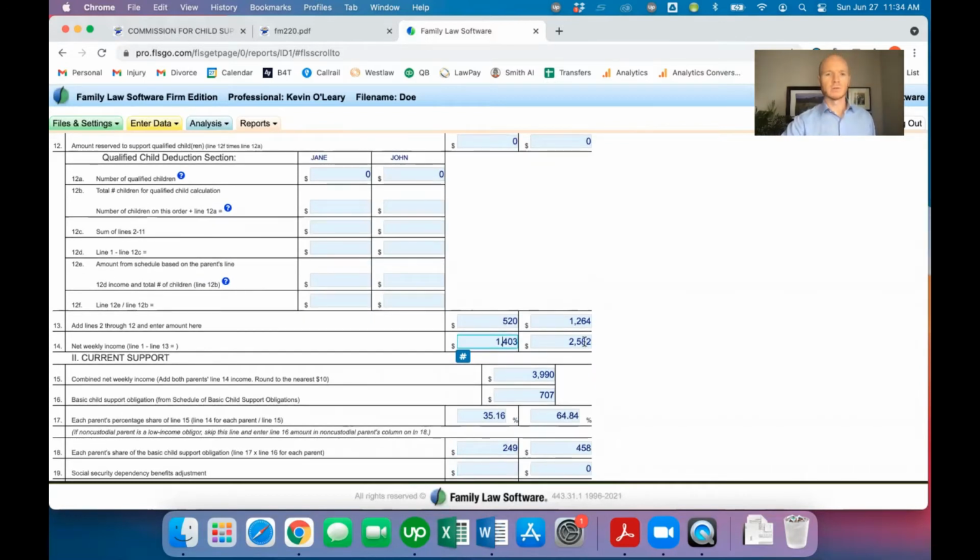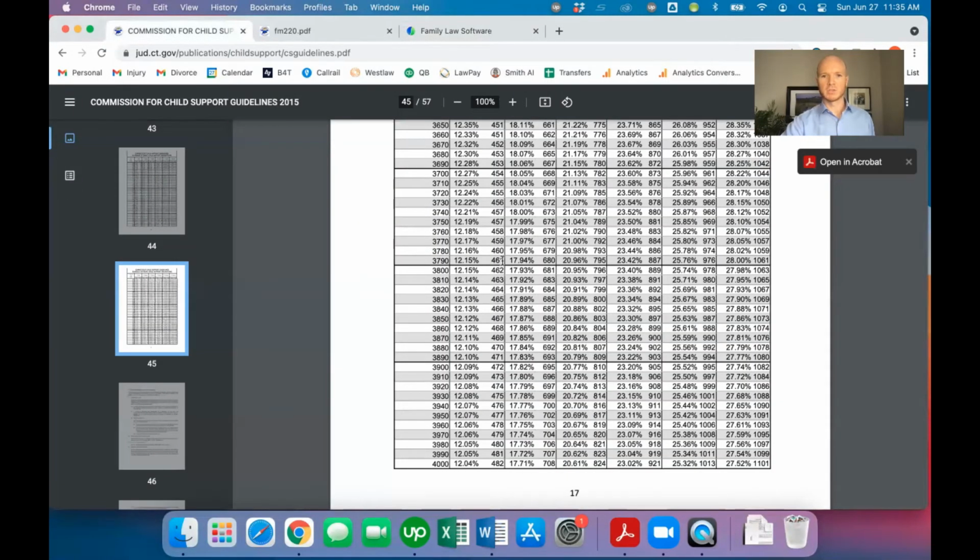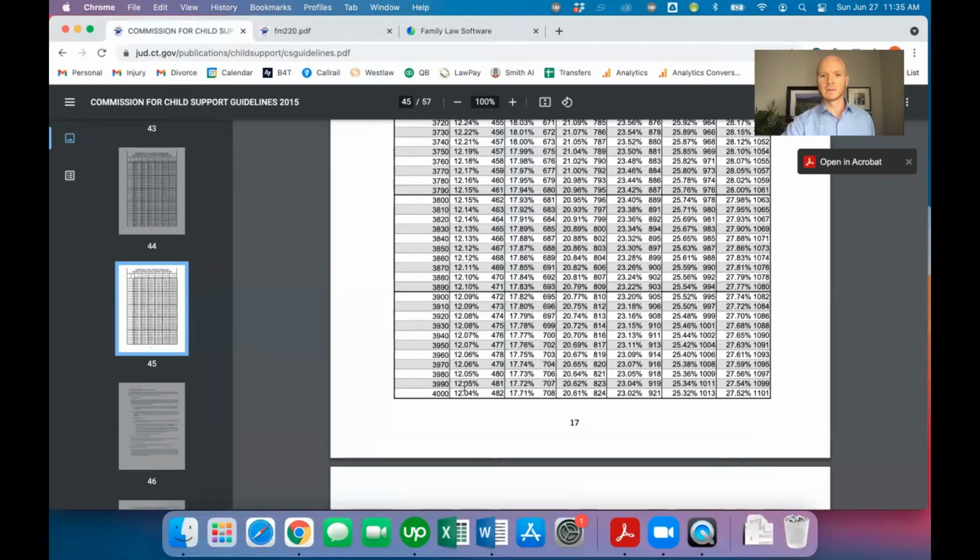And then how child support is calculated is the court will look at the combined net weekly income. So if you combine the net weekly income of both of these parents, who are earning $100,000 and $200,000 respectively, the combined net weekly income after deductions is $3,990, which, based on the child support guidelines, dictates a total child support amount of $707 per week. And that is determined based on this chart here, which is part of the child support guidelines.